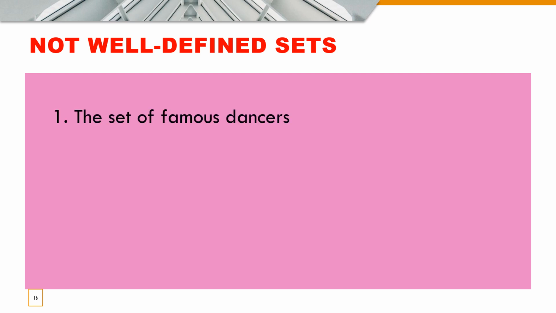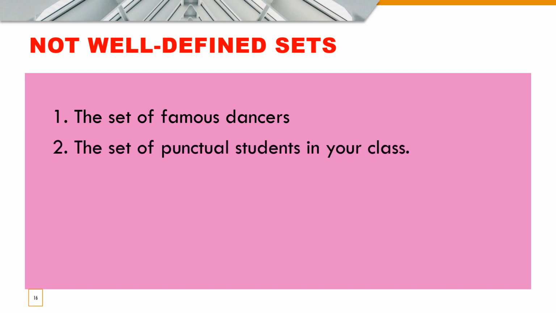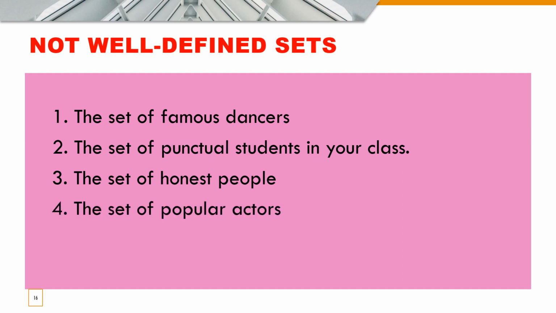But what about this? Can we make a set of famous dancers? What about the set of punctual students in your class? Can you name some? The set of honest people. The set of popular actors. Are they well defined? And the set of excellent singers. Are they well defined?